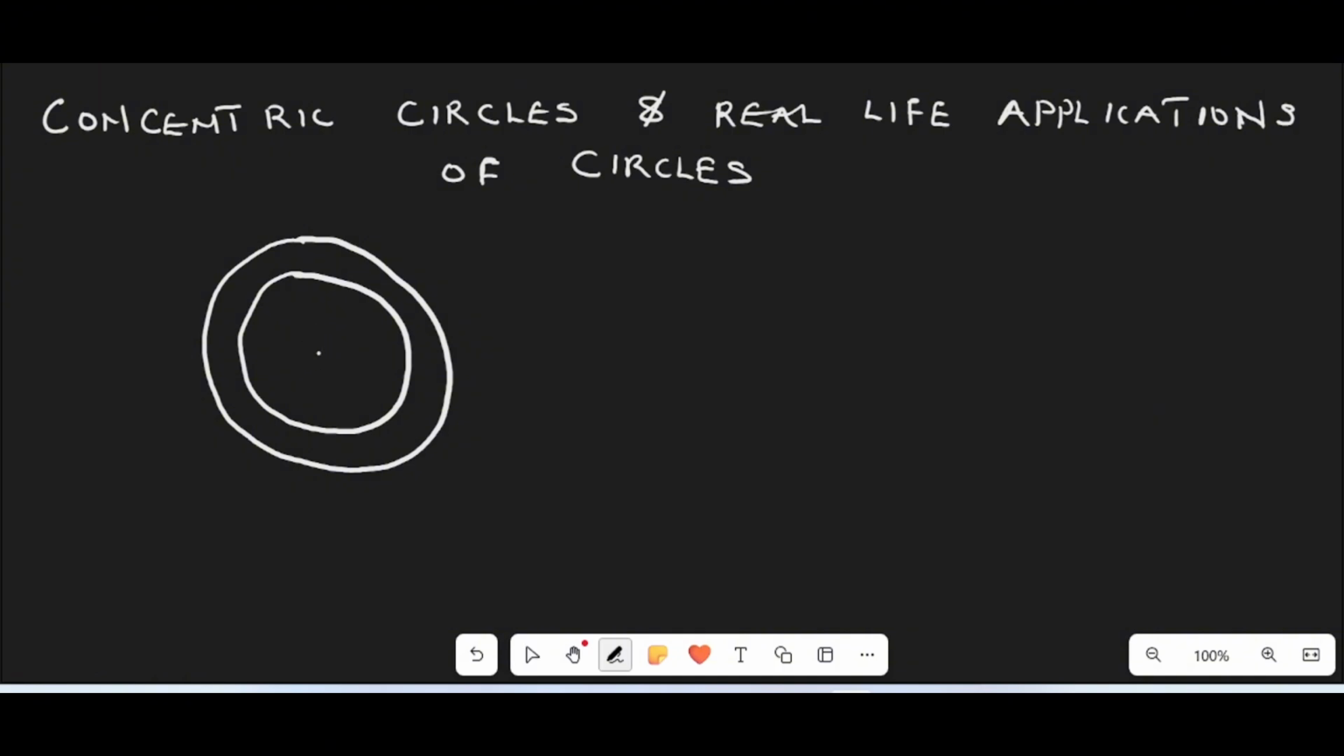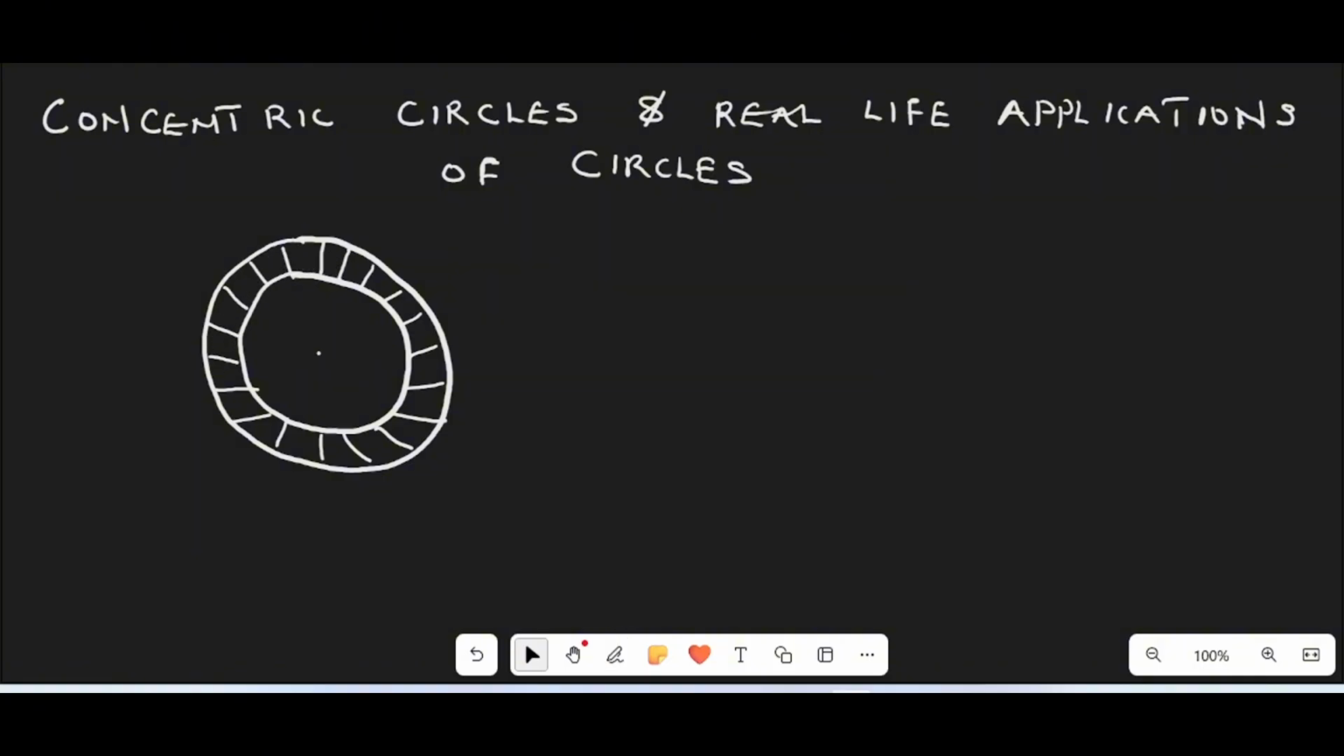They never intersect except at the common point. You will see that the inner circle does not intersect the outside circle. The region between two concentric circles is called an annulus or ring. This hashed region is called a ring or annulus.